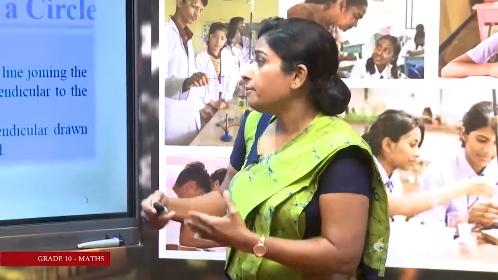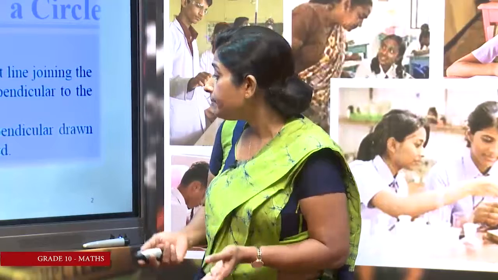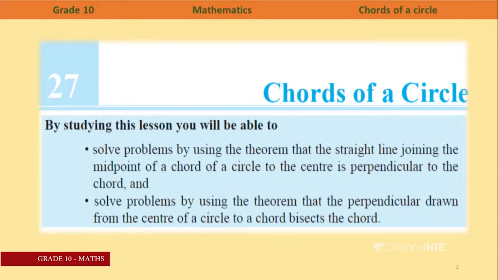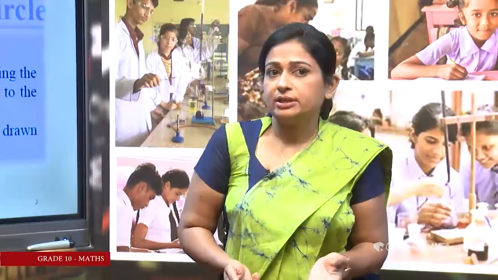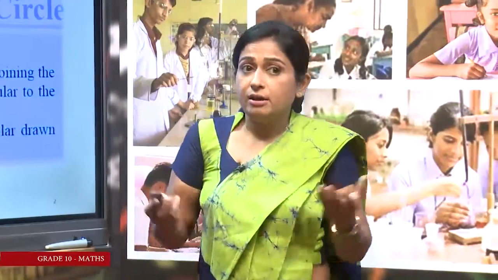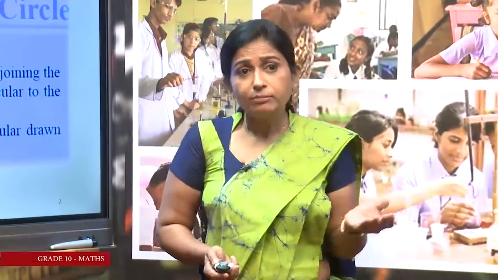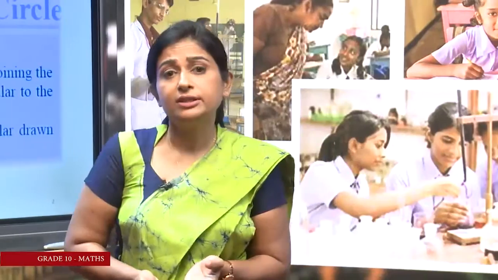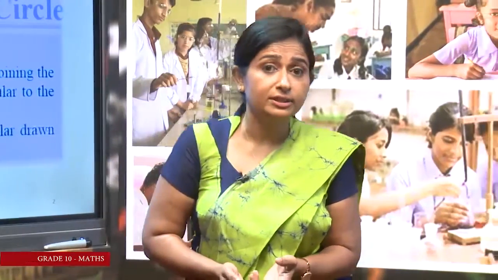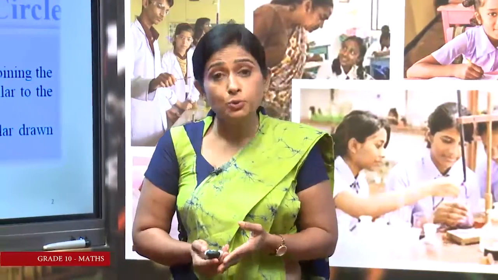Today we will be able to solve problems by using the theorem that the perpendicular drawn from the center of a circle to a chord bisects the chord. This is actually the converse of the theorem. We are trying to apply the converse of the theorem and solve sums related to it. Before studying the converse, I am going to revise what we learned under part 1.